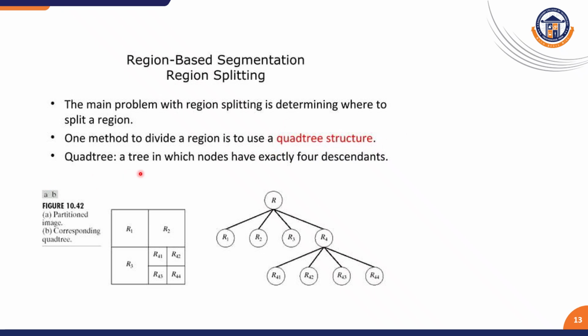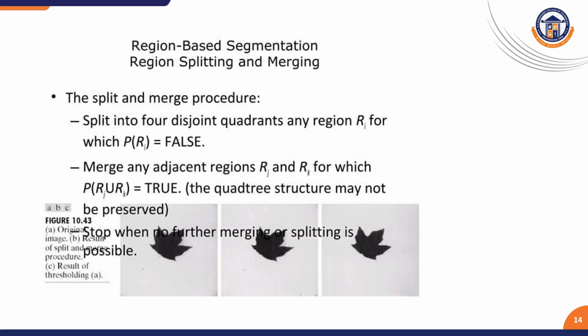In the quadtree, the tree in which nodes have exactly 4 descendants, that is R1, R2, R3, and the fourth quadrant is again subdivided into R41, R42, R43 and R44, like this. That is, R is split into R1, R2, R3 and R4. R4 is further subdivided into R41, R42, R43 and R44. So in this region based segmentation, the procedure is to split into 4 disjoint quadrants.